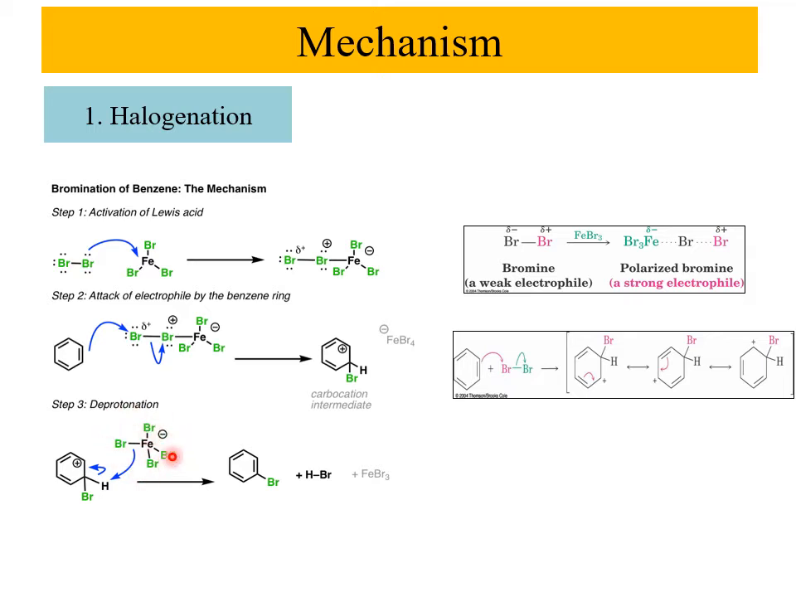FeBr4 anion acts as a nucleophile. It will deprotonate or remove this hydrogen, and this bond will break and the electron will be given back to the carbon that has the positive side. So we'll get the electrophilic substitution product, and HBr plus regeneration of FeBr3 as a catalyst.